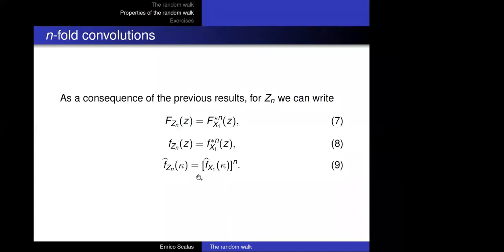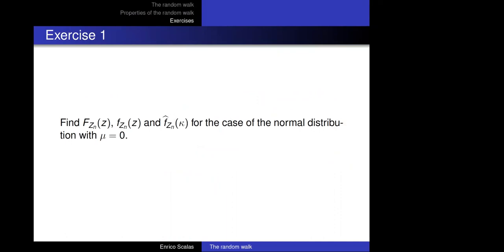So using convolutions and the fact that you are summing independent and identically distributed random variables, you get to this beautiful relationship, which gives you full information on the density and the distribution of a sum of independent and identically distributed random variables. Let me conclude this presentation with two exercises.